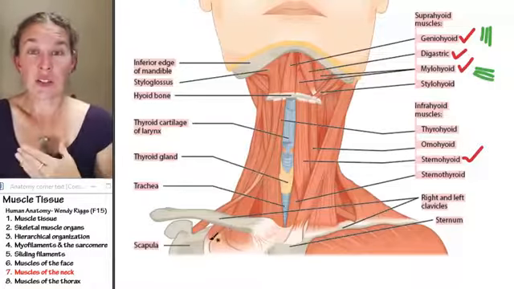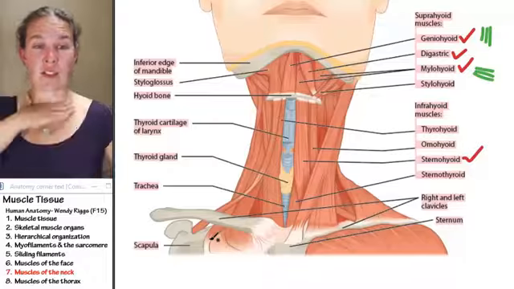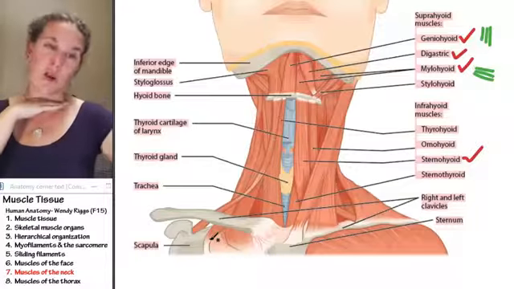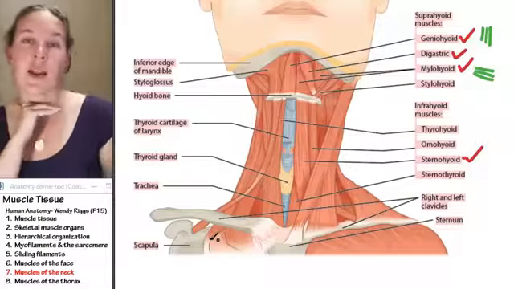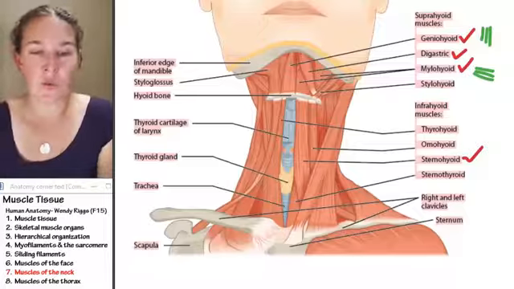Our last bundle are muscles of the thorax. Thorax being from here to there, which you can't see on me right now. So let's go look at muscles of the thorax that we have to know.